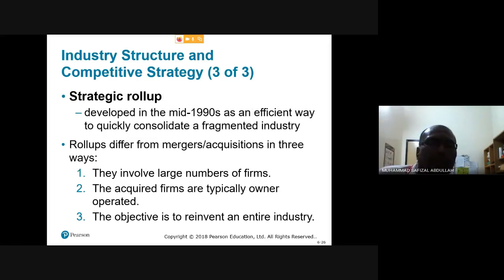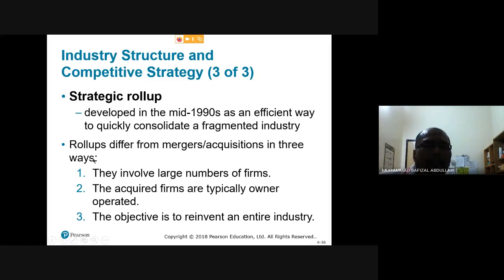And the third one is what we call strategic roll up. What is a strategic roll up? Strategic roll up, it says here, developed in the mid 90s as an efficient way to quickly consolidate a fragmented industry. You know, in the 90s, especially in the US, in the industry there are many smaller SMEs, many smaller firms. So how to consolidate this fragmented industry? This is what they practice, the strategic roll up.